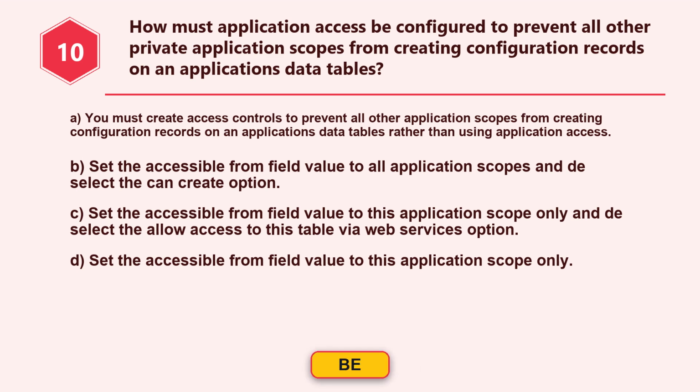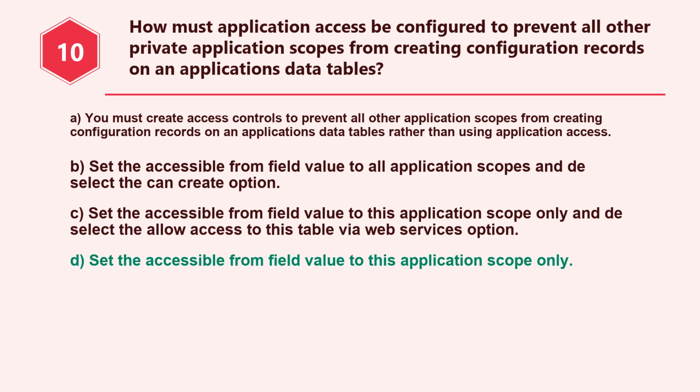Question 10. How must application access be configured to prevent all other private application scopes from creating configuration records on an application's data tables? Option A. You must create access controls to prevent all other application scopes from creating configuration records on an application's data tables rather than using application access. Option B. Set the accessible from field value to all application scopes and to select the can create option. Option C. Set the accessible from field value to this application scope only and to select the allow access to this table via web services option. Option D. Set the accessible from field value to this application scope only.